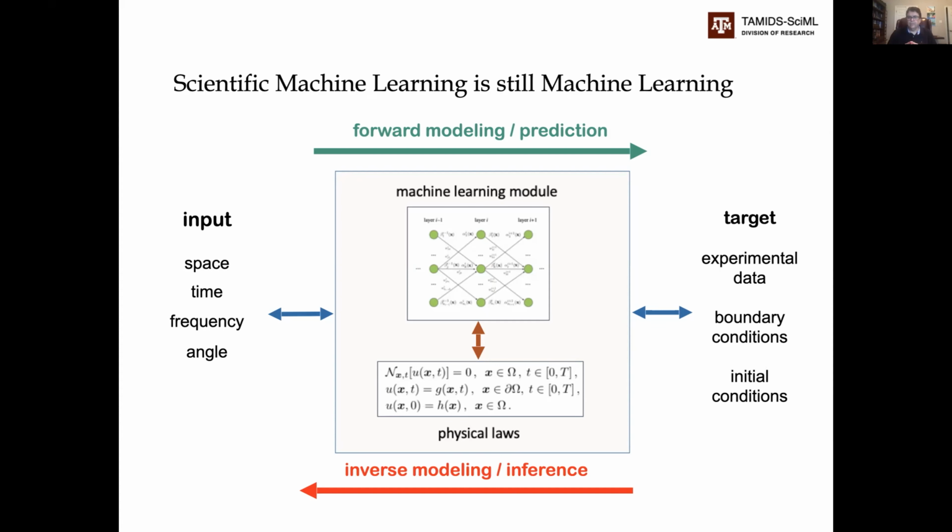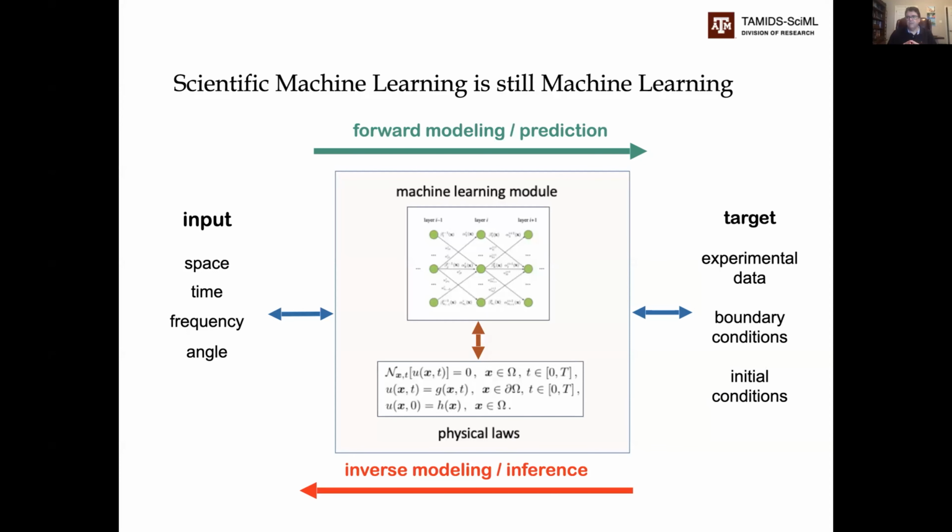And of course, in the case of neural networks, we know that this is a universal approximator. So you are able to approximate any continuous map from input to output, given enough data.